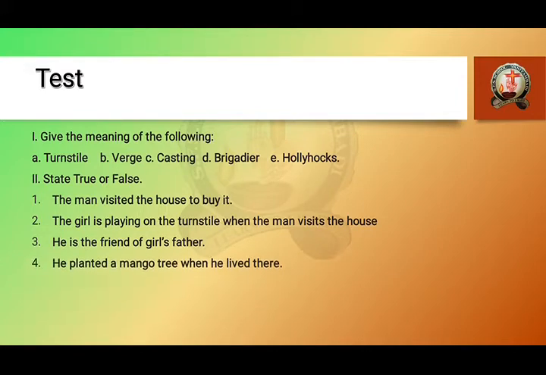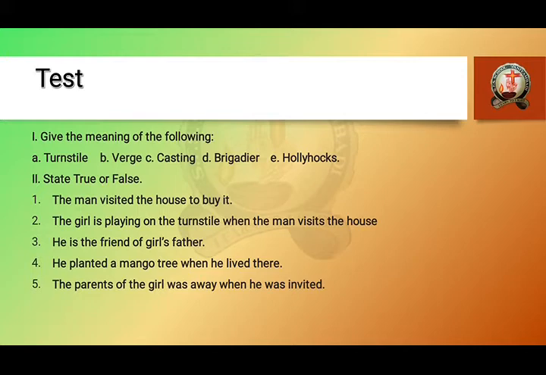Number 4, he planted a mango tree when he lived there. Number 5, the parents of the girl was away when he was invited.